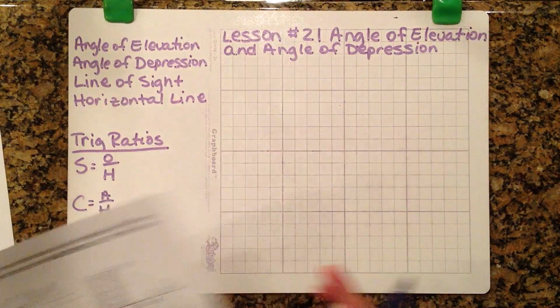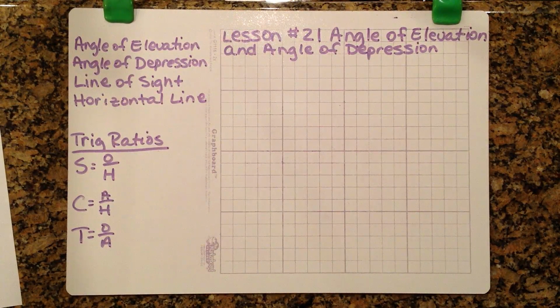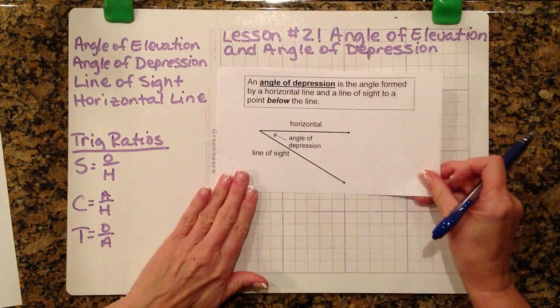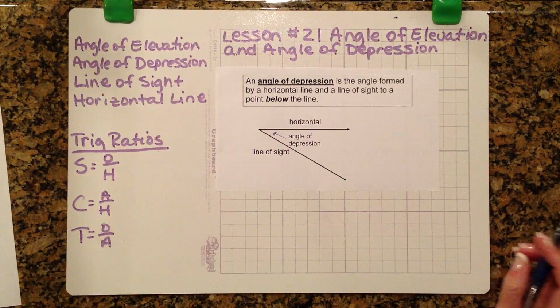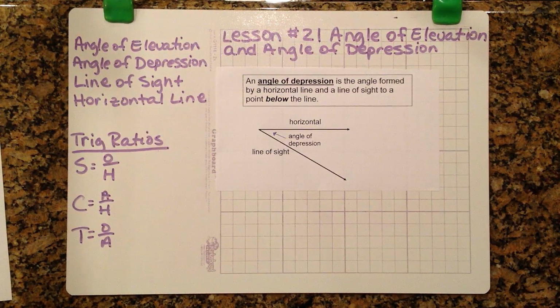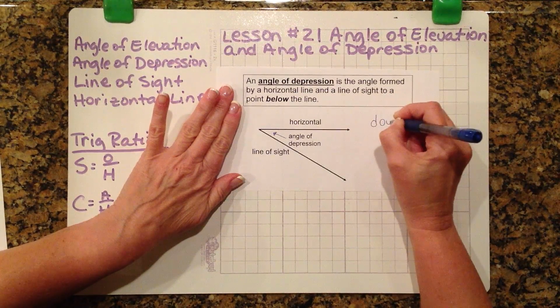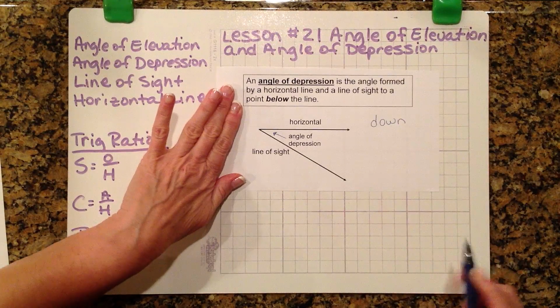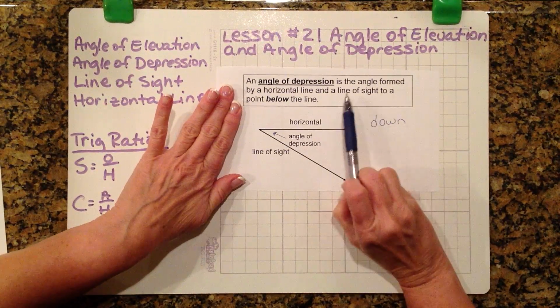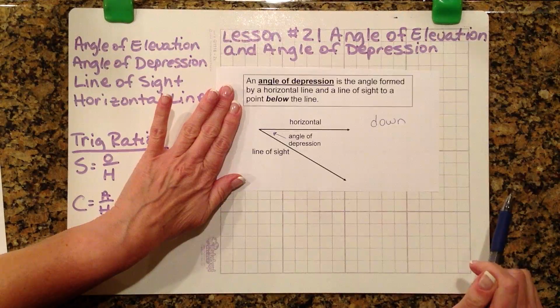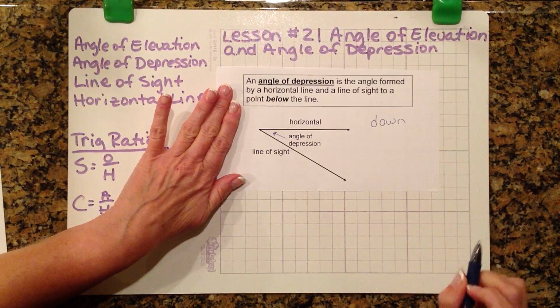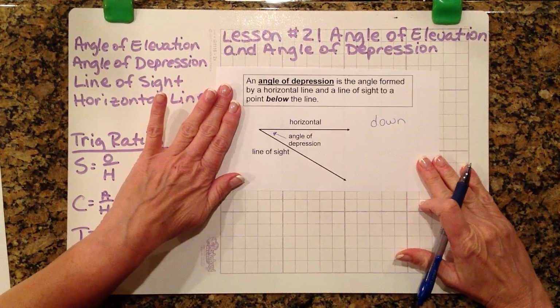Okay, let's go on. Angle of depression. Now depression, when you're depressed, you hang your head down. So when you think of depression, think of down. I'm looking down. So the angle of depression is an angle formed by a horizontal line and a line of sight to a point below the line.